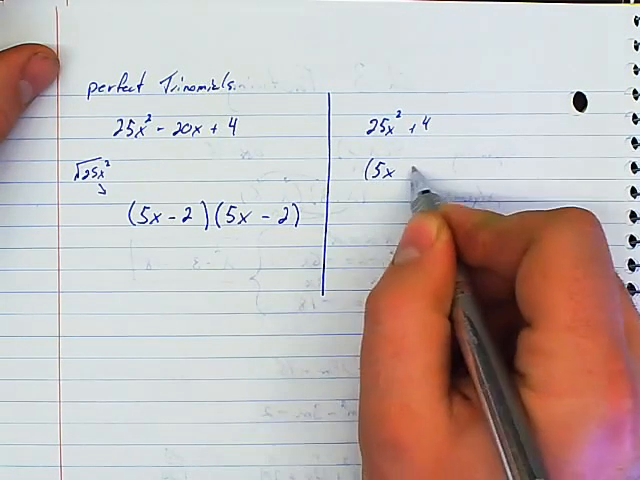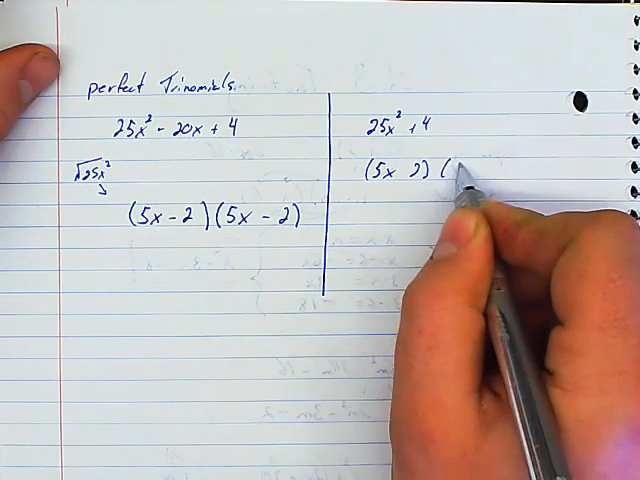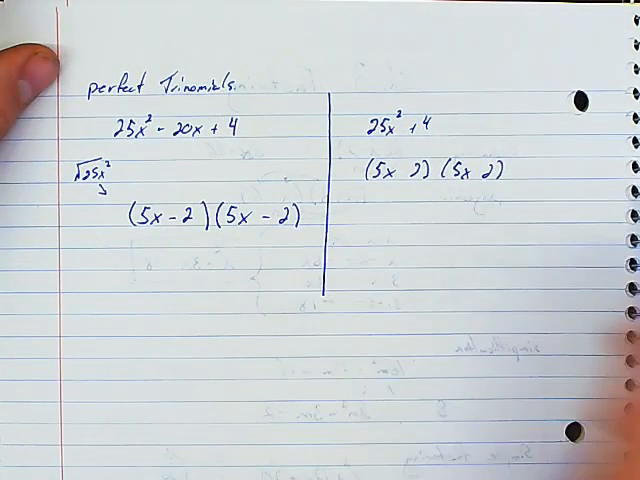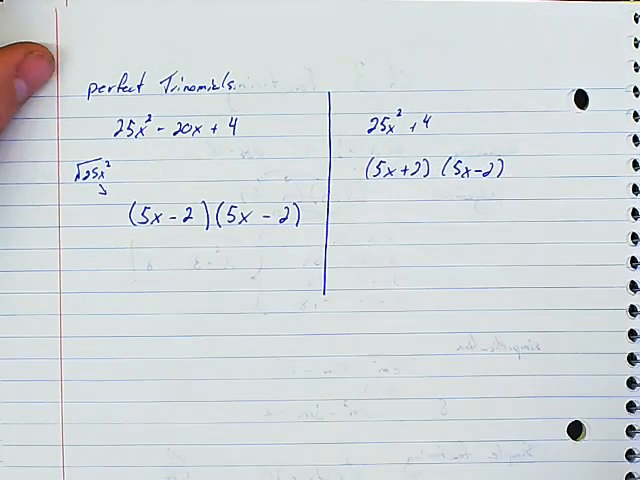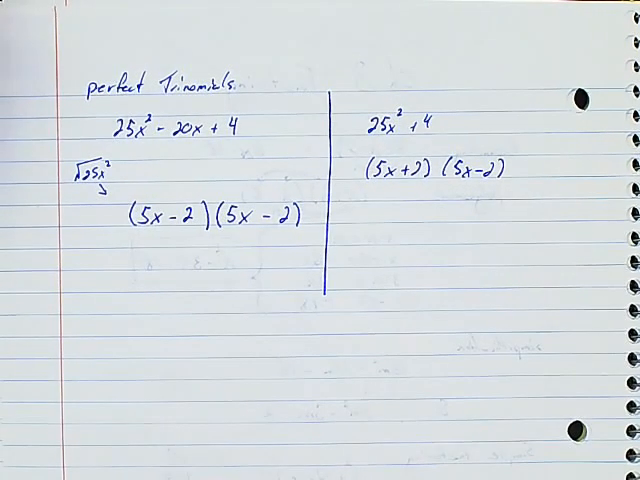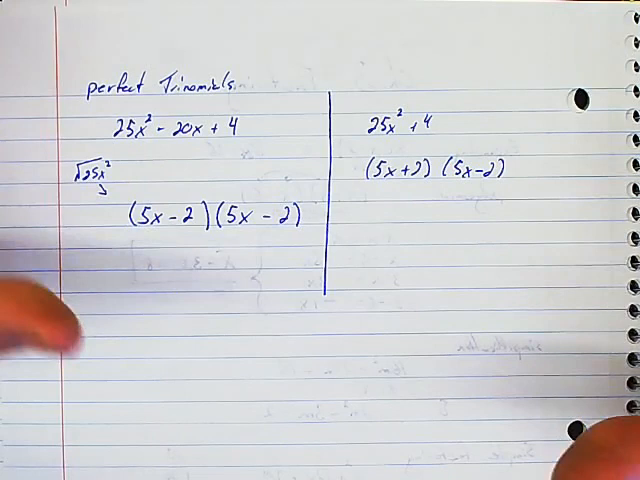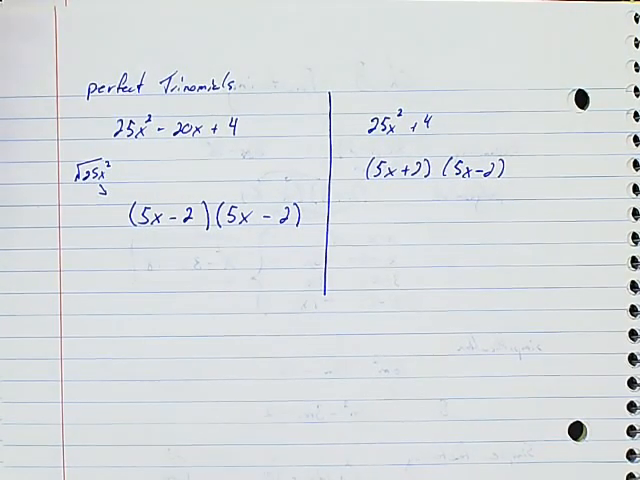The next simplest way we can look at this, if I had 25x squared plus 4, same thing happens, right? Square root, front and back, we know it's going to be 5x and 2. Because there's no middle term, one must be positive, one must be negative, because when you actually expand it out, it would cancel out your middle terms.